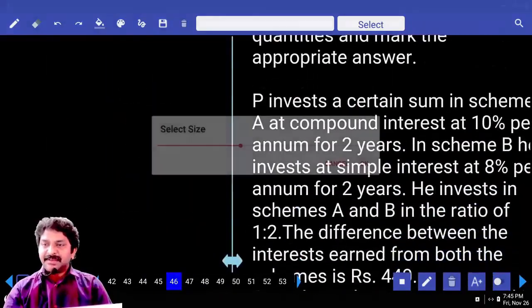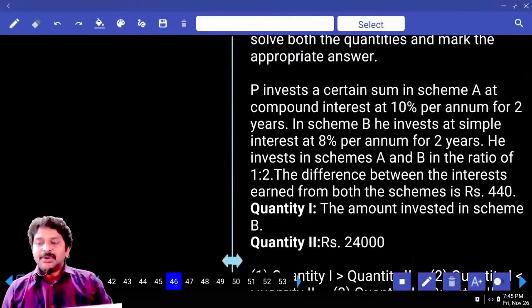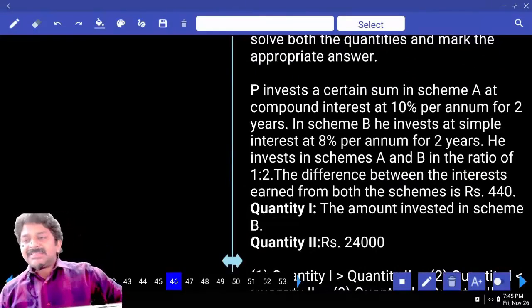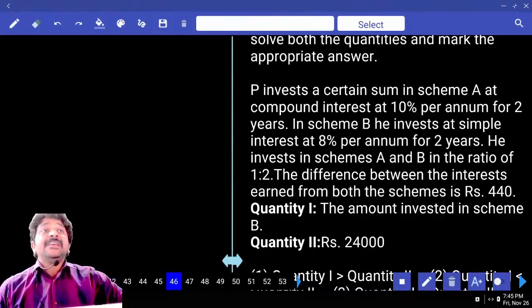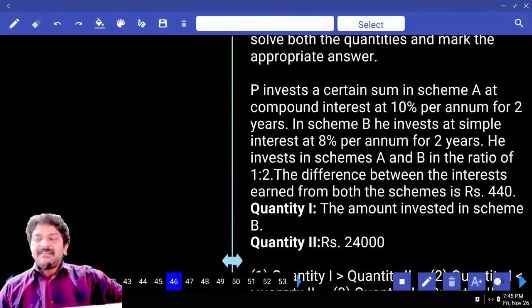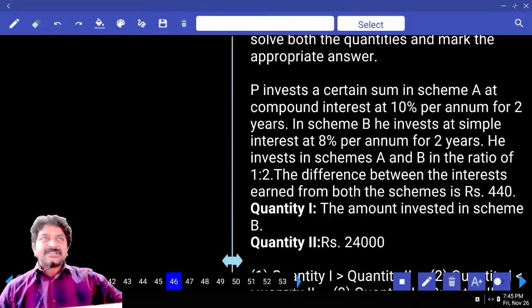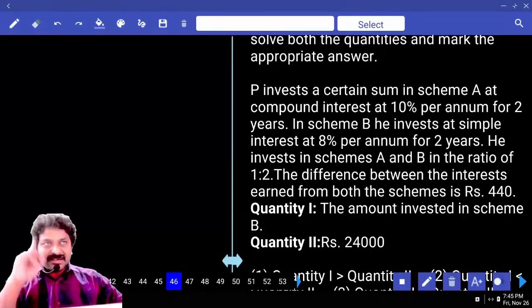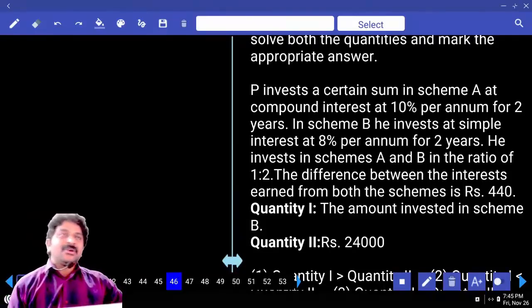Right, 46 onwards we have Q1 and Q2s. Yes, Q2 is already there, number is mentioned, so comfortably can do it. P invests a certain sum in scheme A at compound interest at 10% per annum for 2 years. How much interest will he get? 21%. In scheme B, he invests at simple interest at the rate of 8% per annum for 2 years. So in simple interest in B, how much interest will we get? 16%. Remember those numbers.